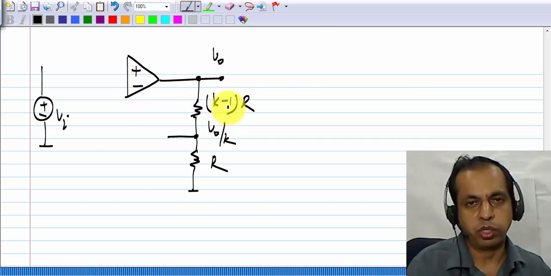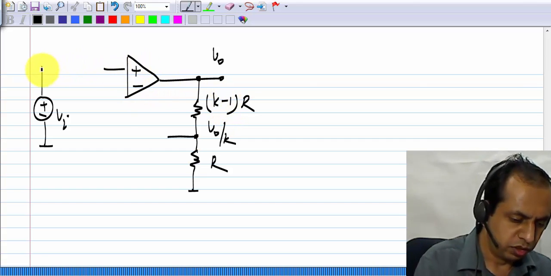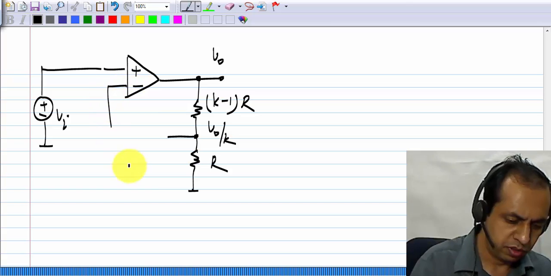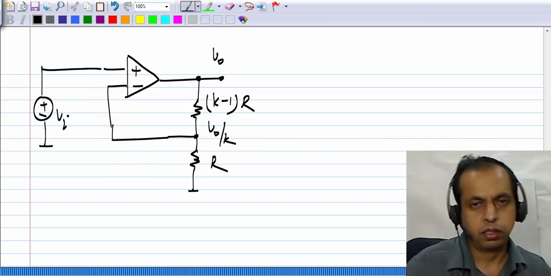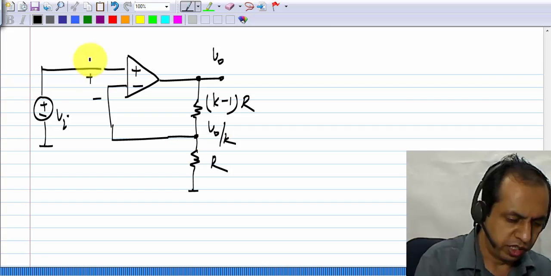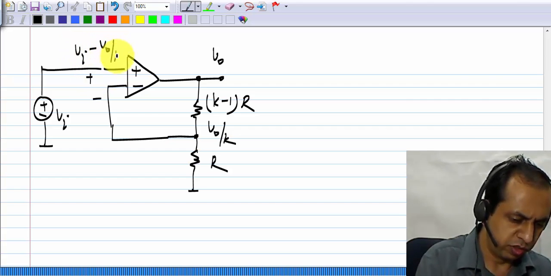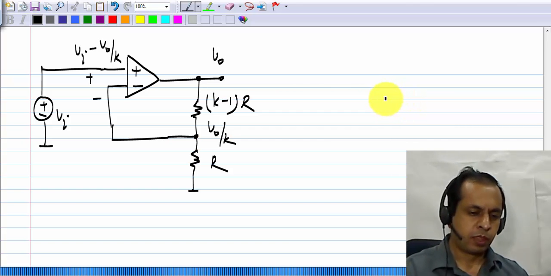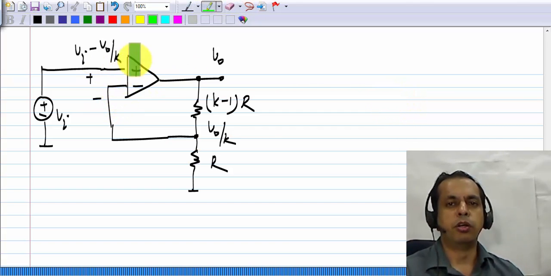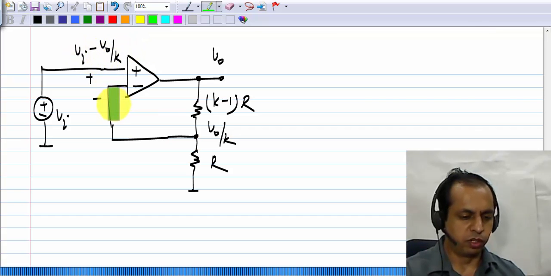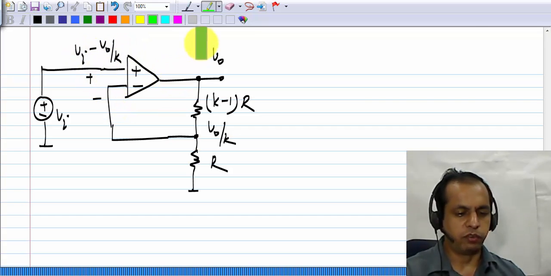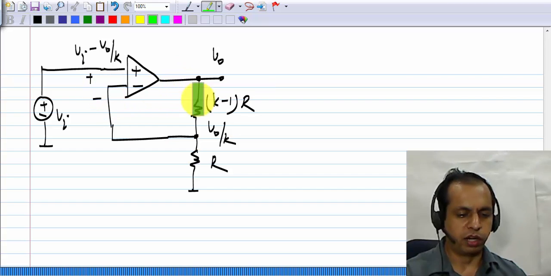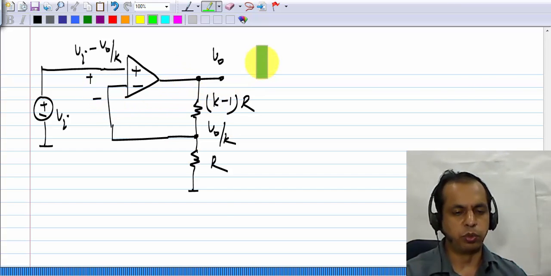The op-amp has two input terminals. So if I connect Vi to one of them and V naught by k to the other, we get Vi minus V naught by k. So this does appear to be in the correct direction. If Vi is more than V naught by k, then this positive value will drive up the output of the op-amp, and similarly if Vi is less than V naught by k, the negative value will drive down the output of the op-amp exactly as you want.